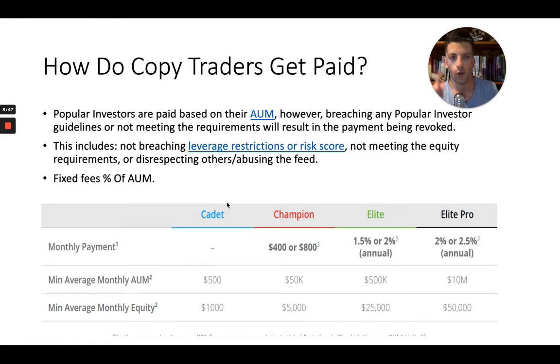It's not easy to do that. There's a lot of criteria. There's qualitative and quantitative criteria. So you have to have a certain number of copiers to get to one level, and then the next level you have to have a certain amount more, and so on and so forth.